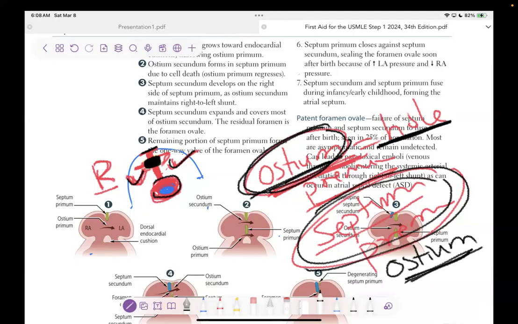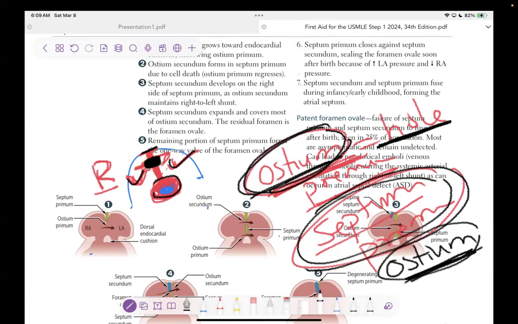According to the name, when we say ostium primum, we should understand that this hole was made primarily. It was from the beginning. Whenever we say septum primum, it means that this septum was made primarily. This was the first septum which was made. And when we say ostium secundum, it means that this was made secondary. So where this ostium secundum was made, this was made on this septum primum, or the primary membrane.